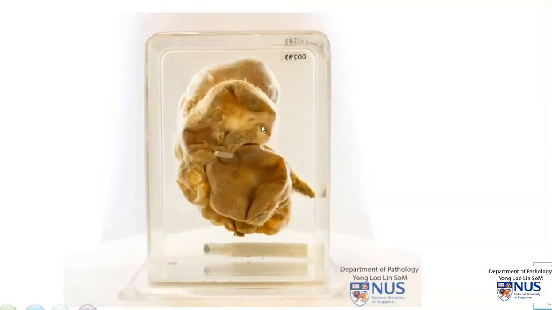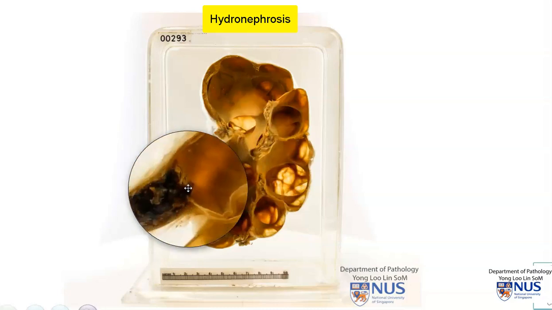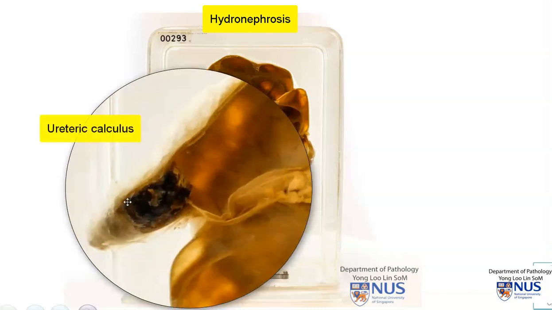This is the capsular surface, and some of the areas of parenchyma have been so thinned that this kidney is almost translucent. The diagnosis here is hydronephrosis, and hydronephrosis is often due to obstruction, and in fact we can see the cause of obstruction, which is a calculus in the proximal ureter.